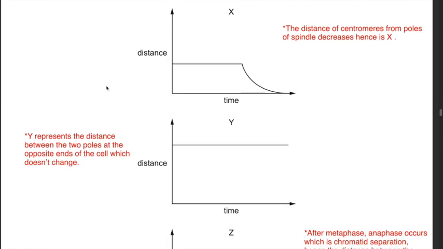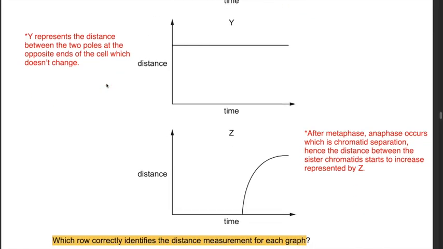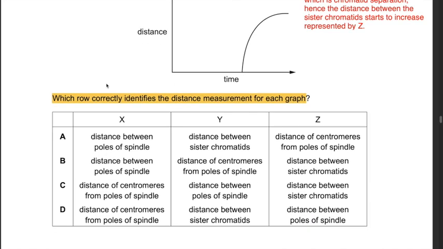In x, the distance for a period of time seems to be constant. Afterwards, the distance seems to decrease. For y, the distance is constant throughout, and for z, the distance increases. Let's look at the question. Which row correctly identifies the distance measurement for each graph?